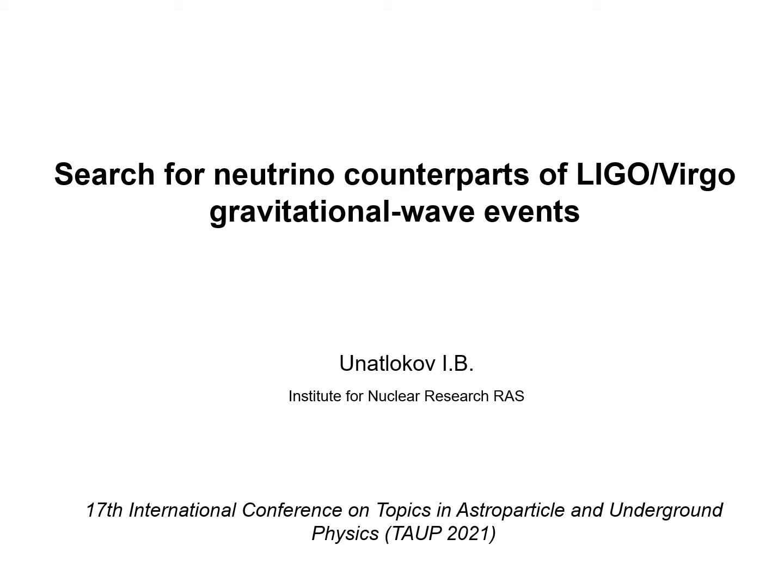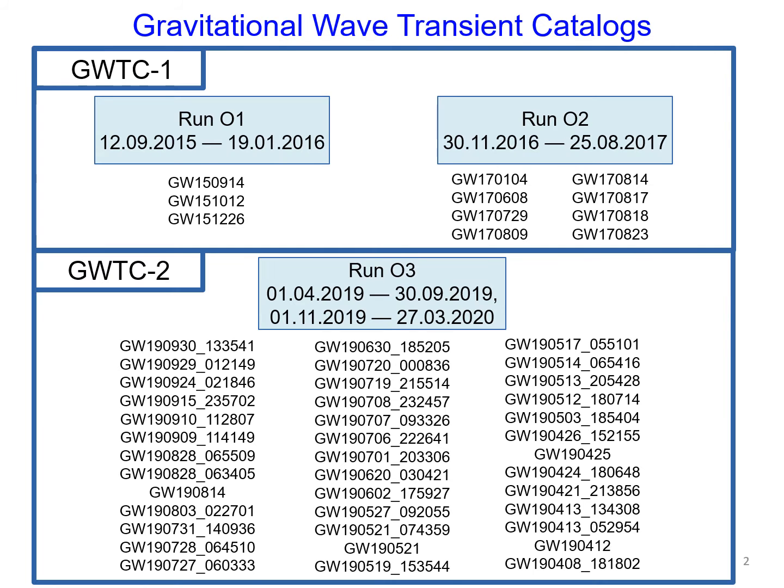Good day, everyone. The theme of my presentation is Search for neutrino counterparts of LIGO Virgo gravitational wave events. 3 observing runs were made by LIGO Virgo collaborations, and the confirmed events were sorted into 2 gravitational wave transient catalogs. The names of the events are shown on this slide.